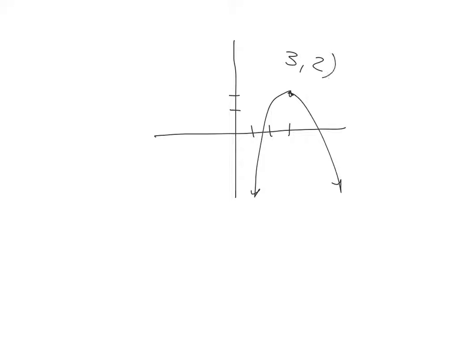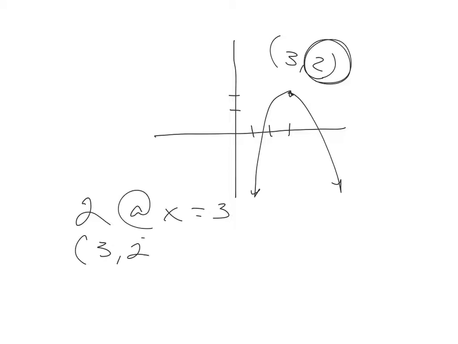So let's suppose we had this graph, and you had a graph that had a top to it at the point 3, 2, and I ask you to find the maximum value. Well, what you would say is the maximum value for this graph is 2, and you could either just say it's 2, or you could say 2 at x equals 3. You would not say the point 3, 2, because that's what we call the vertex.